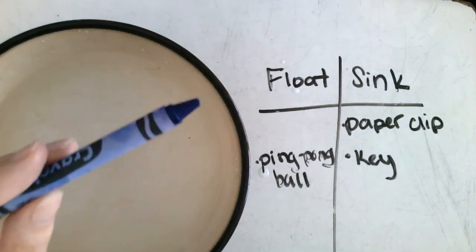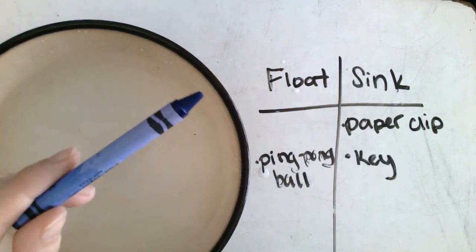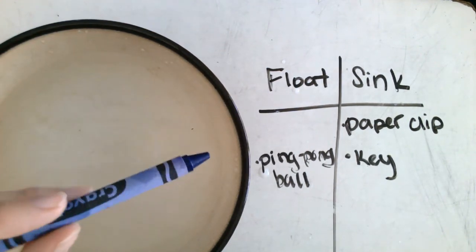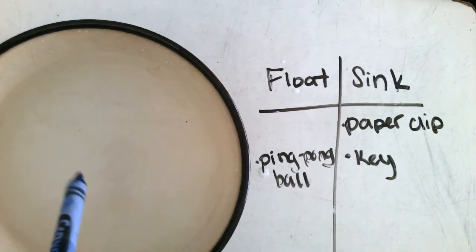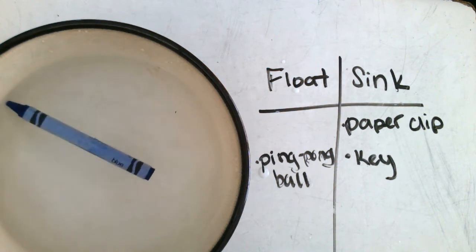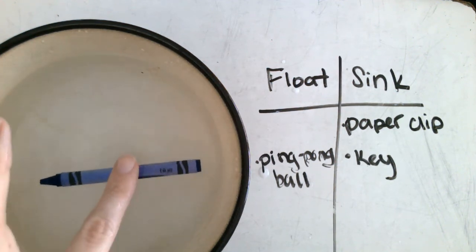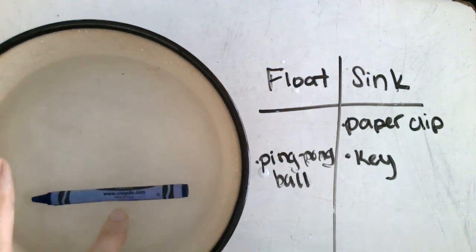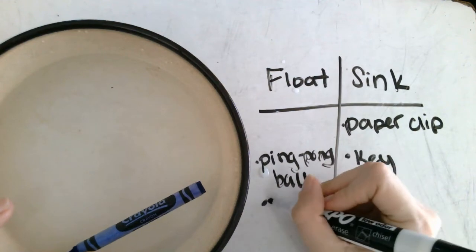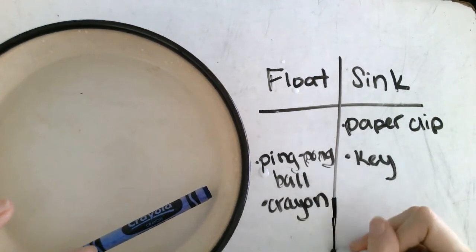We talked about dropping a crayon in. Let's see if our crayon floats or sinks. Ready? Count down from 3. 3, 2, 1. Our crayon floats. Look, I can even push it down and it will come right back up to the top of our bowl. So our crayon is going to go in our float category.